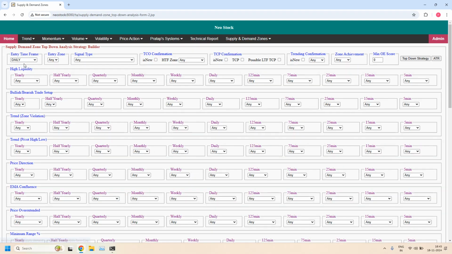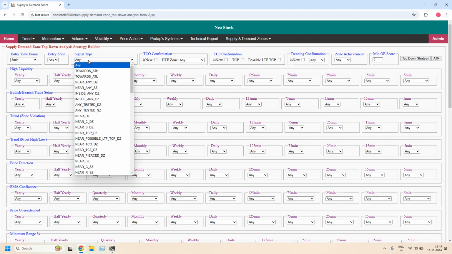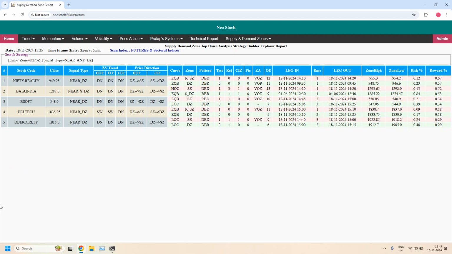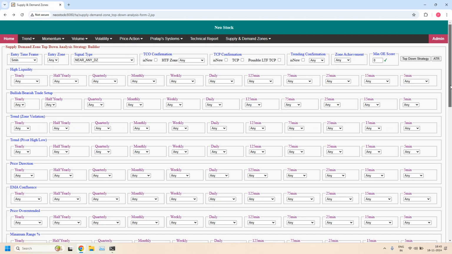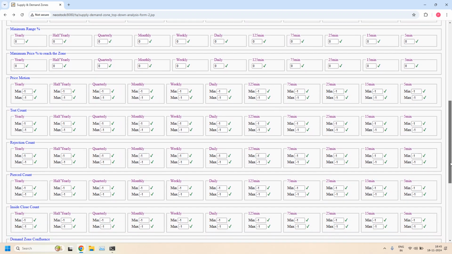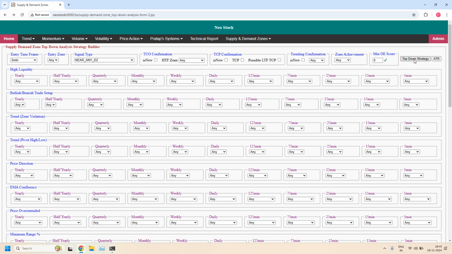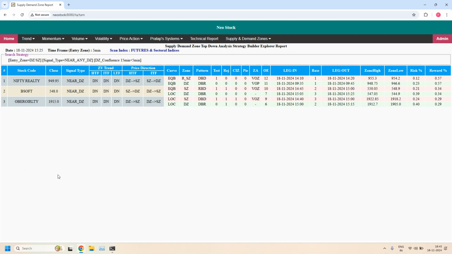Okay, next time frame is 5 minutes. Stocks near 5 minutes demand zone, we got 5 stocks. All these are 5 minutes demand zones. In these, how many are having 15 minutes demand zone confluence? I am enabling the filter. With this filter, out of 5, we got 3 stocks. That means all these 5 minutes demand zones are part of the 15 minutes demand zone.